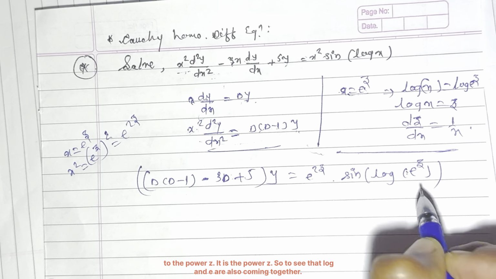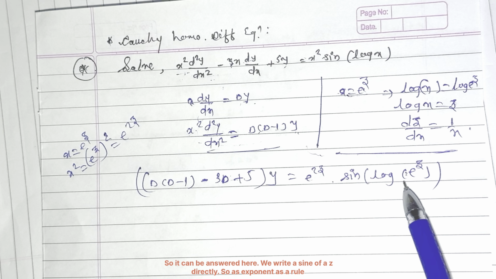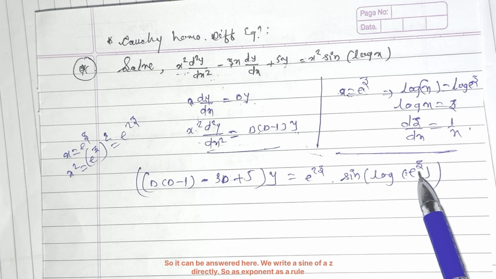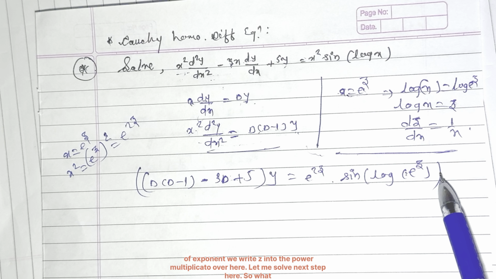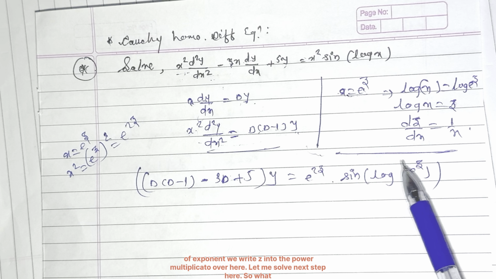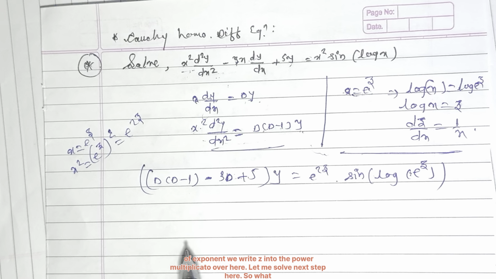Okay, e to the power z. See that log and e are coming together, so they can be cancelled here. We write the sine of z directly. As a rule of exponent, we write z as the power multiplicand over here. Let me solve the next step here.